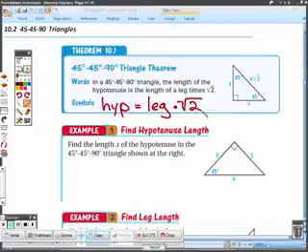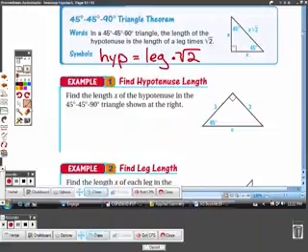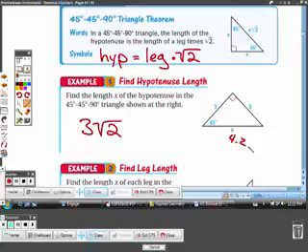Okay, so let's look at the first example, and I'll show you just how easy this is. The leg is 3, so the hypotenuse is 3 root 2. That's it. That's the answer. If it doesn't make sense, you calculate and see what decimal you get. 4.2. There's the answer. So that's what it is.